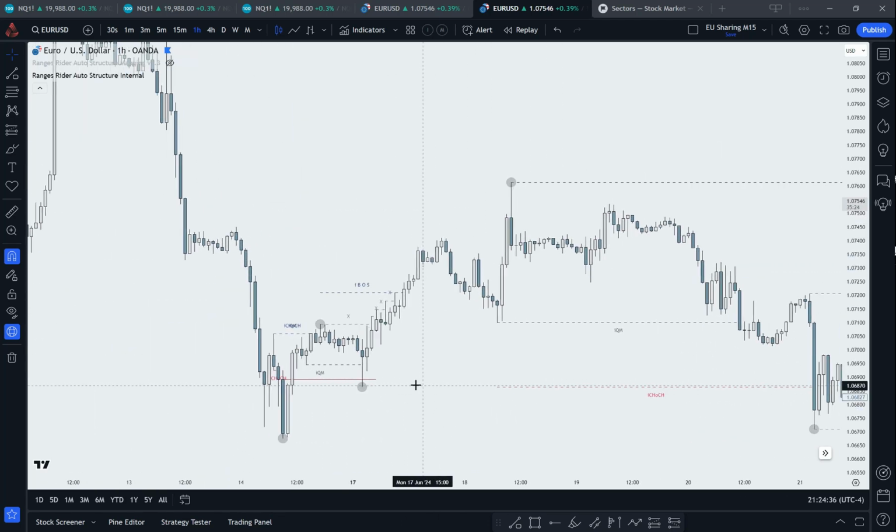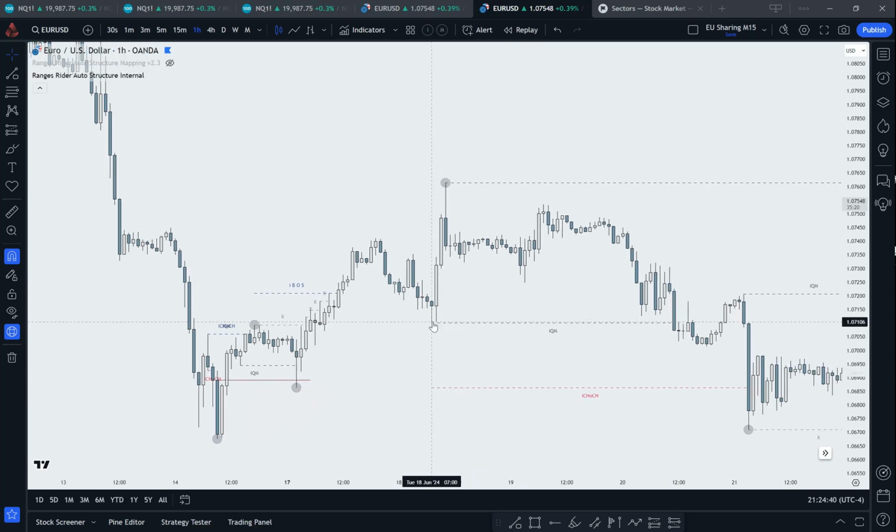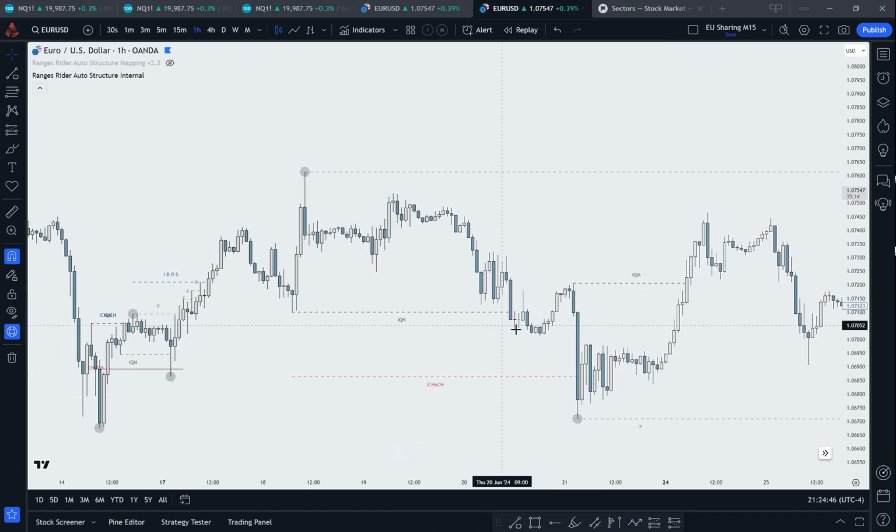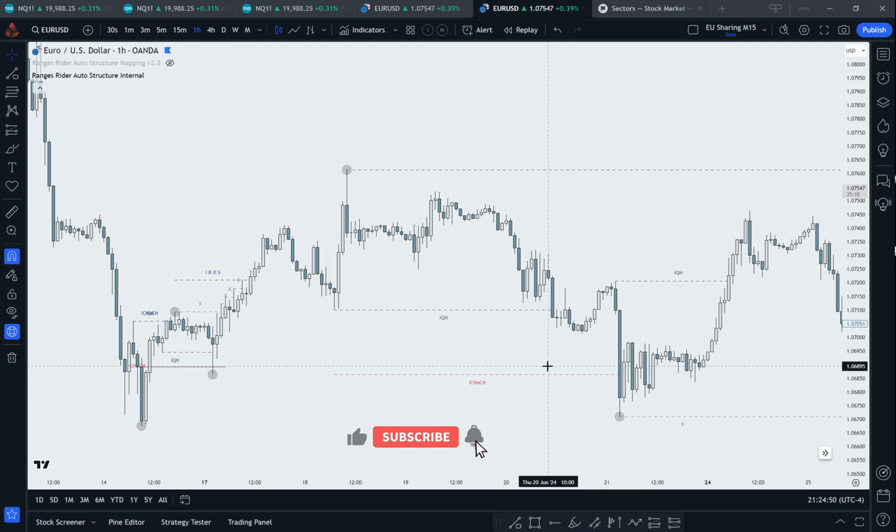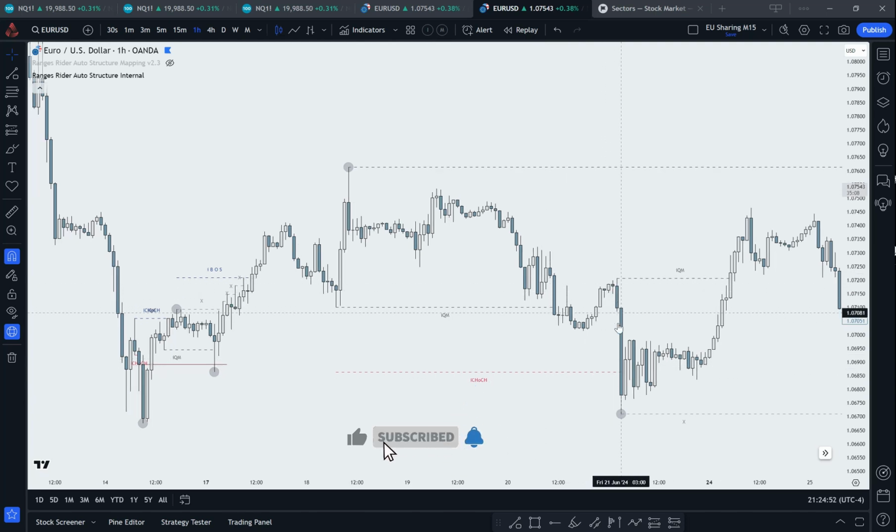And then you have the range from here to here. And when this range was confirmed, when you have a QM confirmed, right? And once the QM got confirmed, now after the QM, the market took what? The internal change of character.